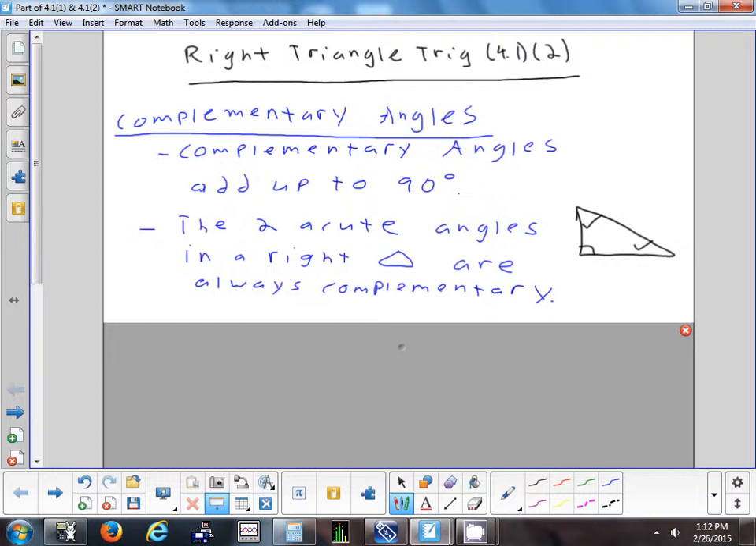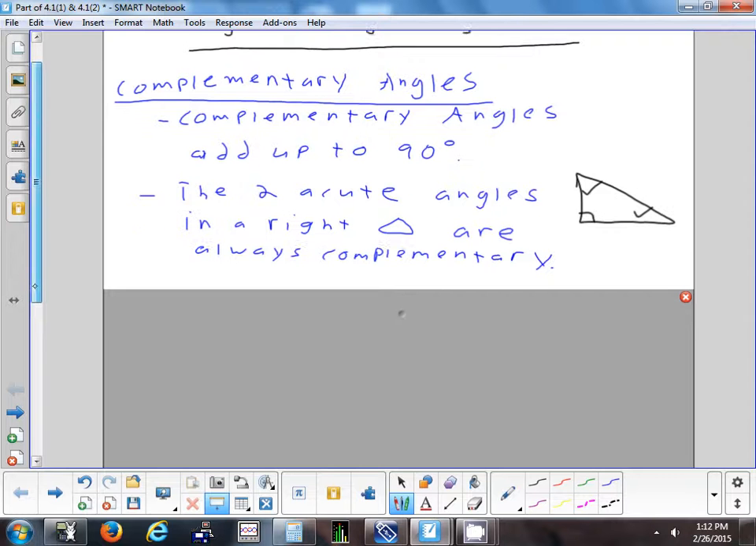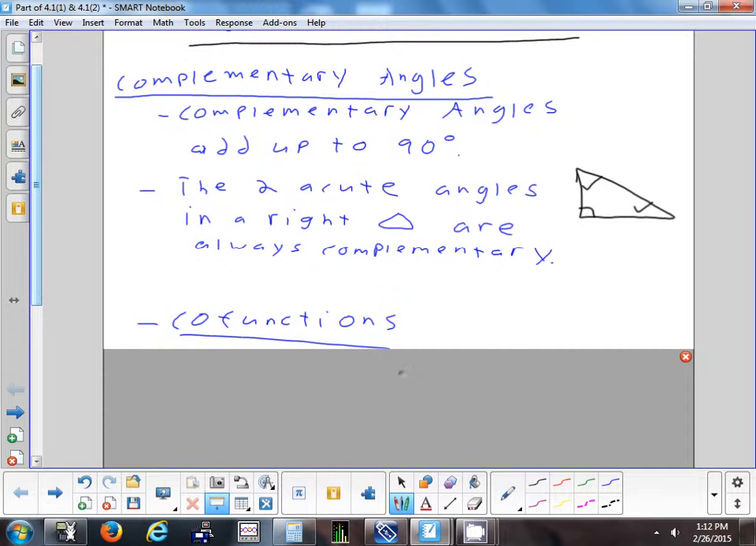So just take that idea, set it aside for a second. We're going to use that with this idea: cofunctions. Cofunctions are basically a different way that we can pair trig functions together. We've already learned one way to pair them. We paired sine with cosecant. We paired cosine with secant. And we paired tangent with cotangent.